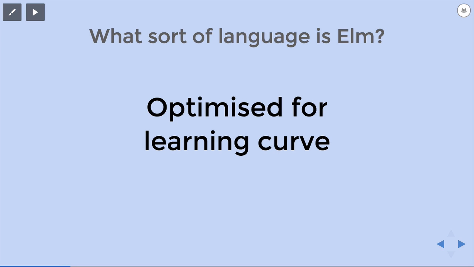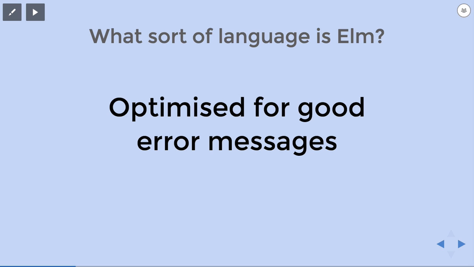So if you have looked at Elm 0.16, you probably noticed that there was a bit of a bump in the learning curve when we were supposed to learn about mailboxes and signals, stuff like that. But with 0.17, that's been done away with, so it should be a pretty flat learning curve. And it's optimized for having good error messages.